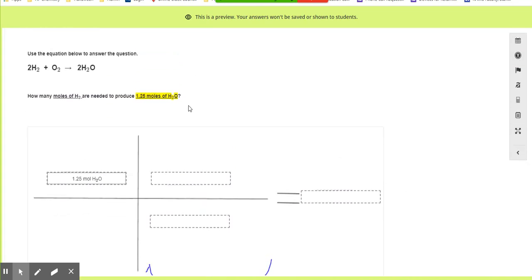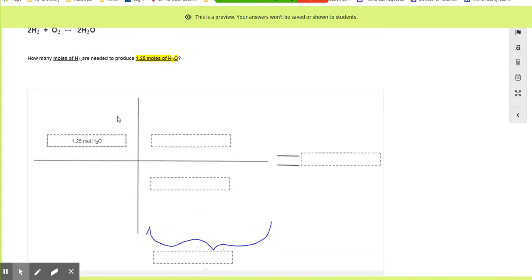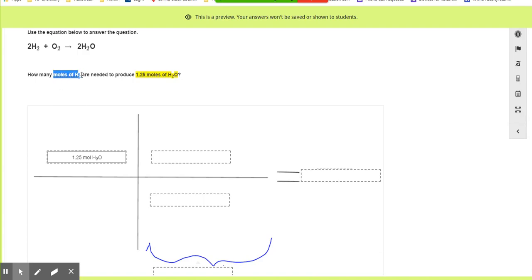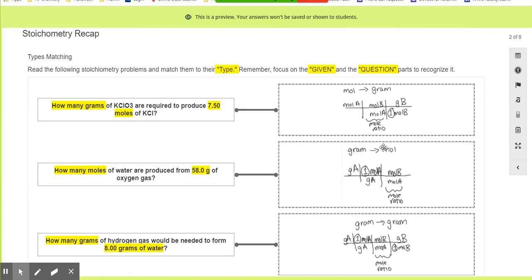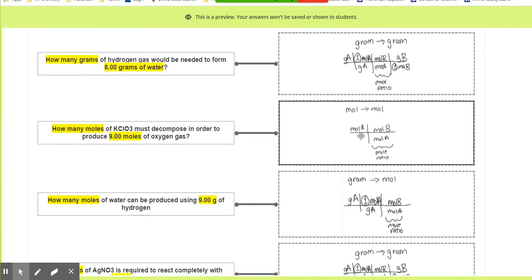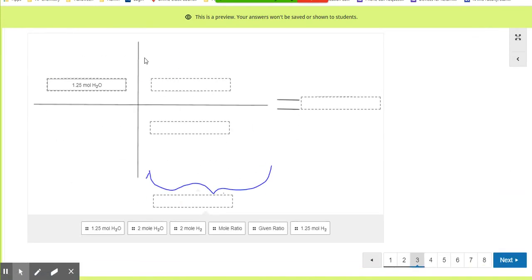All right, so we see this little symbol, right? So we start with moles. We know that we're heading back to moles, right? So you could even go back to number 2 and say, okay, which one was mole to mole? There it is. So moles, this goes into your mole ratio, right? So on number 3, so we know that this is going to be our mole ratio. Good. Mole ratio.